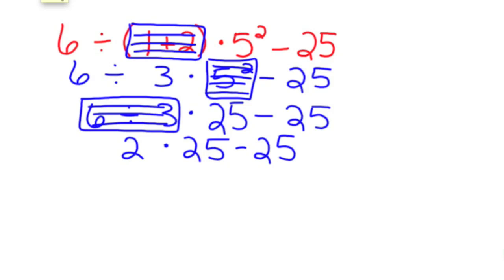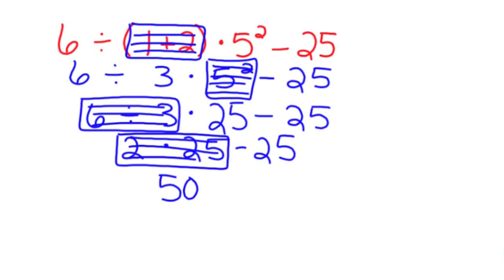Now, we need to check for multiplication or division, and we see multiplication, 2 times 25. So the next step is going to be 2 times 25. 2 times 25 is 50. So we'll bring down the 50, and we're finished with those numbers, and then we continue on with 50 minus 25.